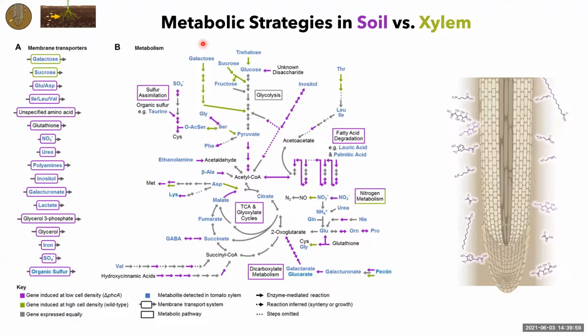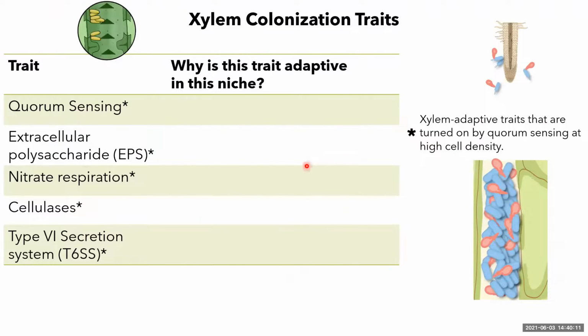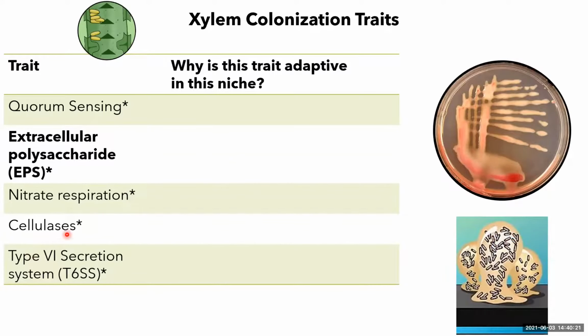And then at high cell density, which is when it's in the plant, it shifts to preferring, in green here, some of these sugars, including sucrose, which is a major sugar in plants. And so quorum sensing shifts the metabolism, but it also turns on these other traits here. So extracellular polysaccharides. Most pathogens make an extracellular polysaccharide. It can be free, it can be capsule and very tightly attached to cells.